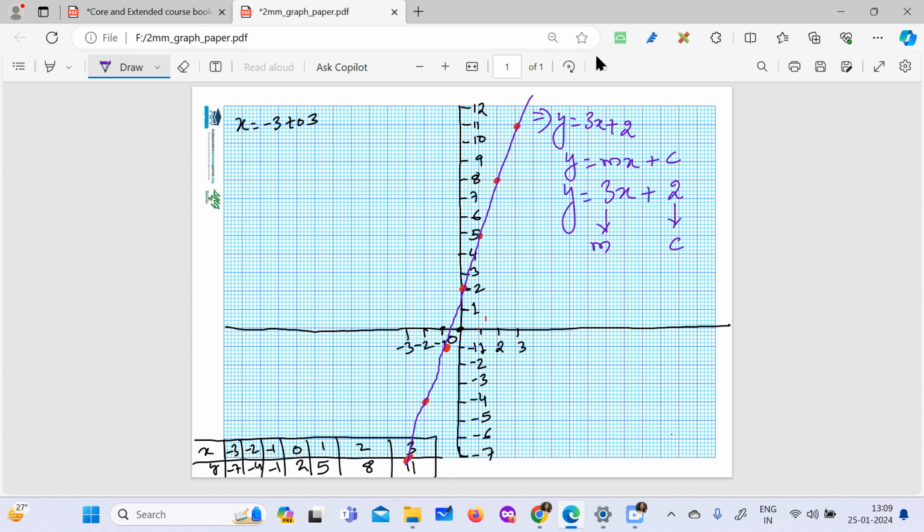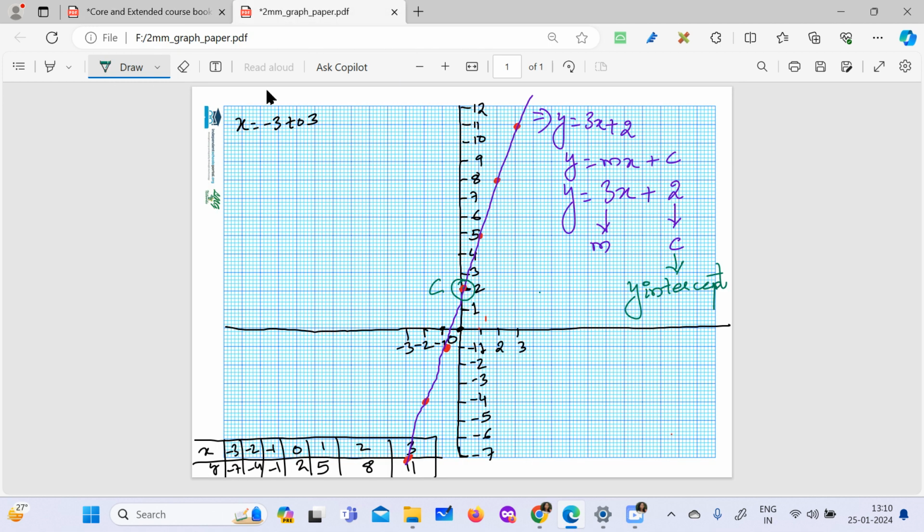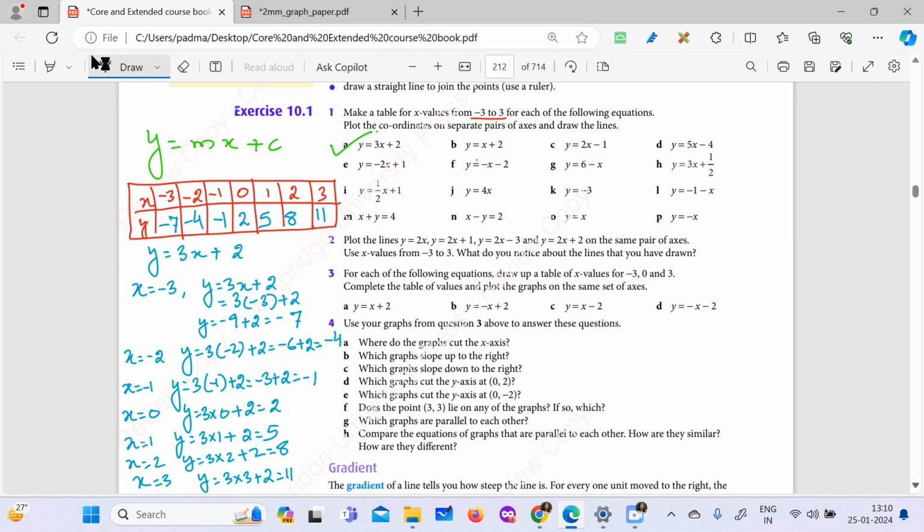Let's see whether we are getting c as 2 or not. Look at this point, c is the y-intercept, and you can see that this graph is intersecting the y-axis at y is equal to 2. So this is our c. I hope this is clear to you. Let's move to another part. Let's go to another question now.